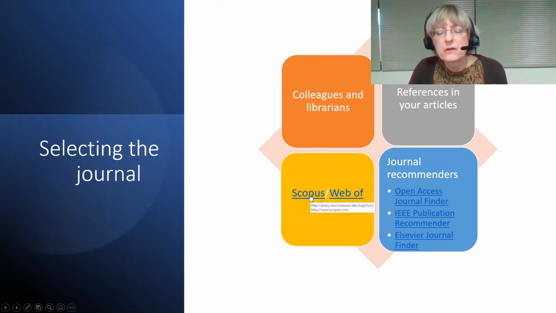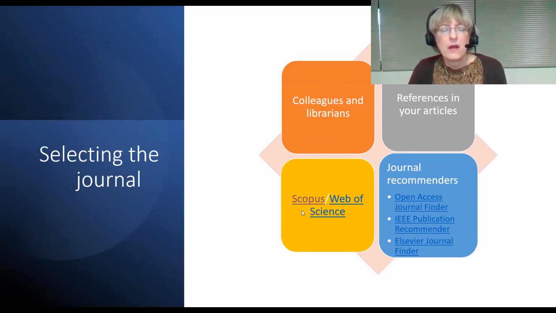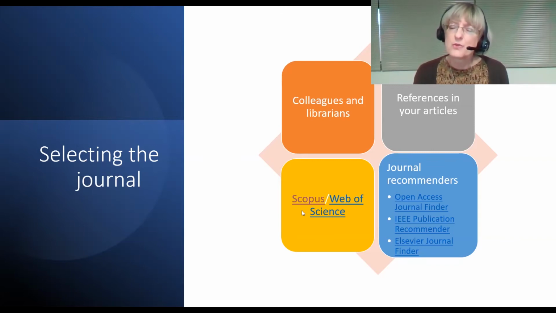And let's just look at Scopus. And Scopus, hopefully you're familiar with Scopus. If not, it is a big database that covers subjects in all different fields. Web of Science is very similar. It does the same. They cover a lot of the same journals, but they also cover different journals.